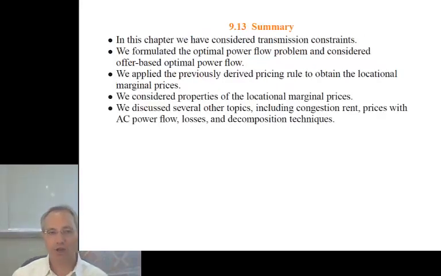So to finish, in this chapter we have considered transmission constraints. We formulated the optimal power flow problem and considered offer-based optimal power flow. We applied the previously derived pricing rule to obtain locational marginal prices. We considered properties of the locational marginal prices, and then we considered several other topics including congestion rent, prices with AC power flow, losses, and decomposition techniques.